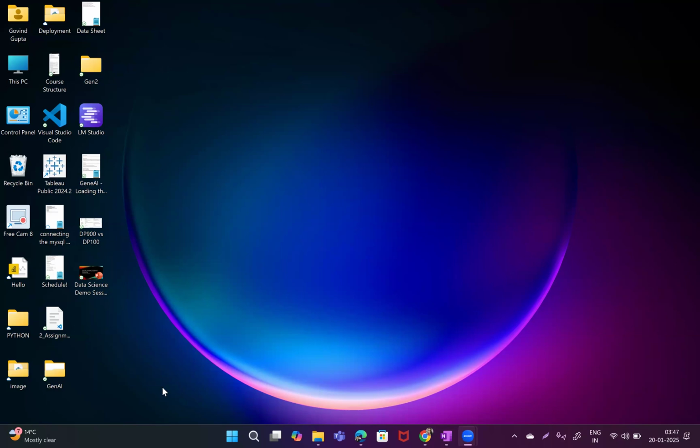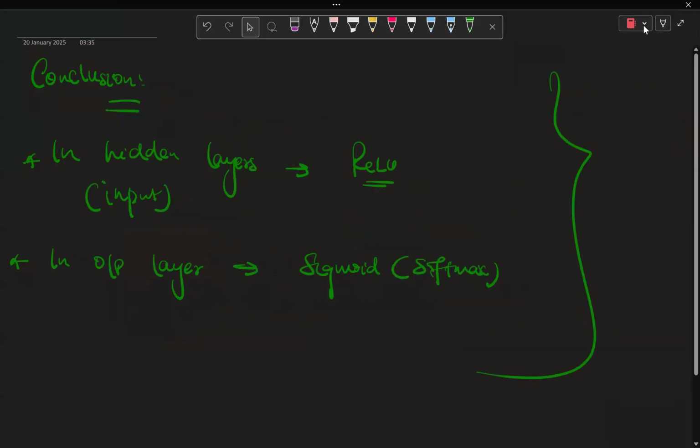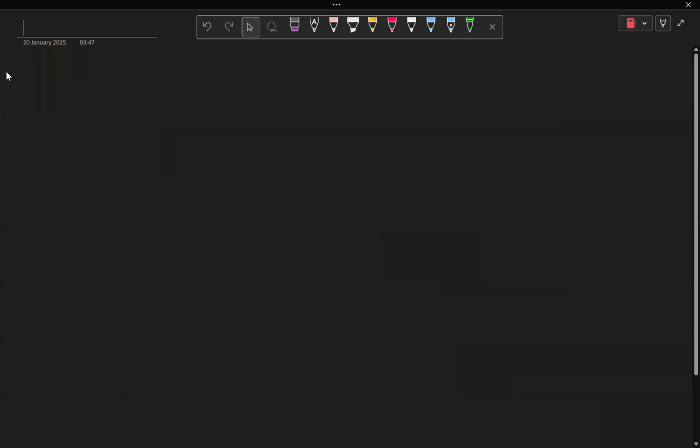Is everyone done with the revision? Okay, good. We discussed loss functions already, so I'll just give a quick idea about loss function here.